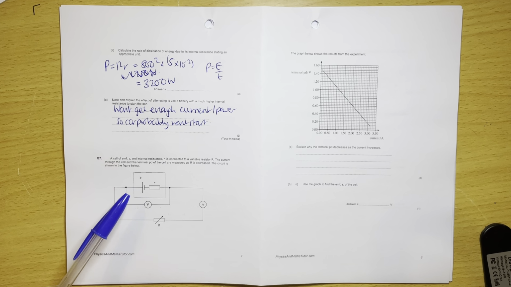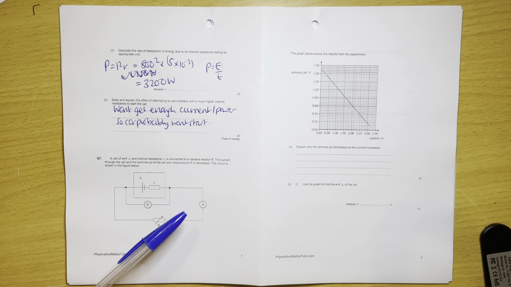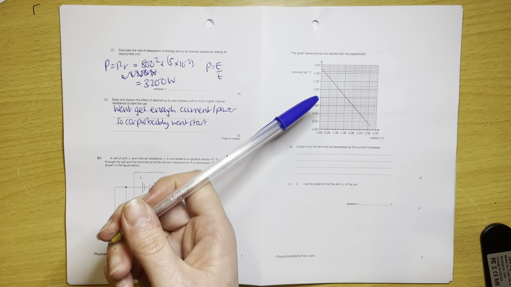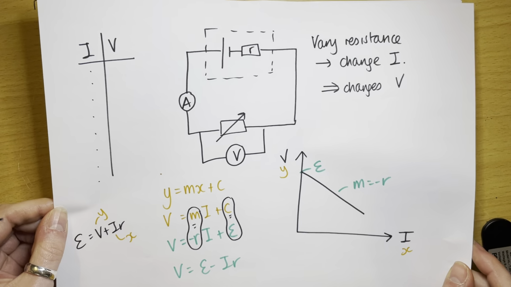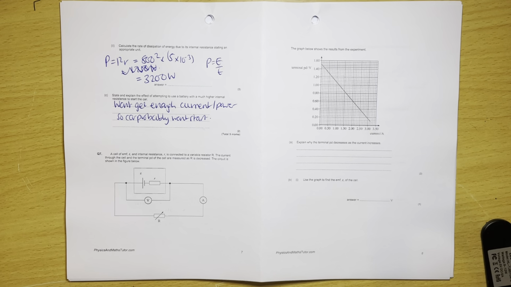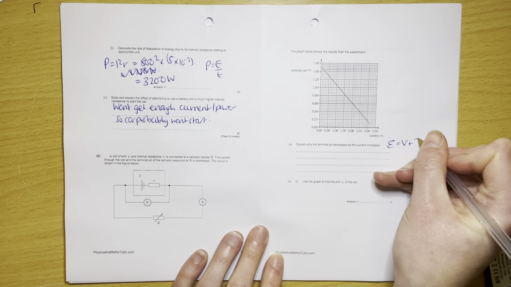Okie doke, so we've got a cell of EMF E and internal resistance R connected to a variable resistor. We've got a current through the cell and the terminal PD of the cell is measured, and we get an equation. And this is just like everything we talked about here. It's the core practical. So explain why the terminal PD decreases as the current increases. You could use the equation here, E equals V plus Ir.